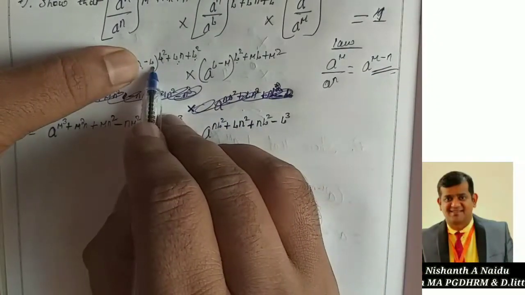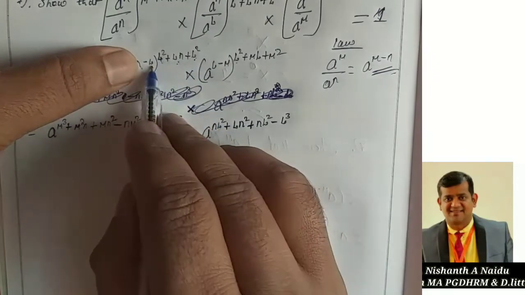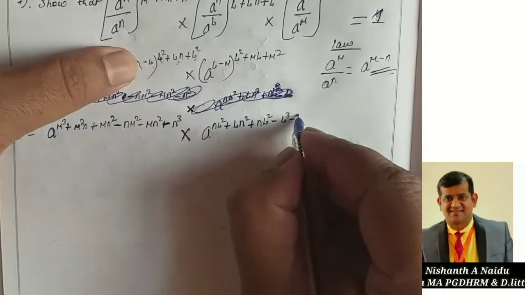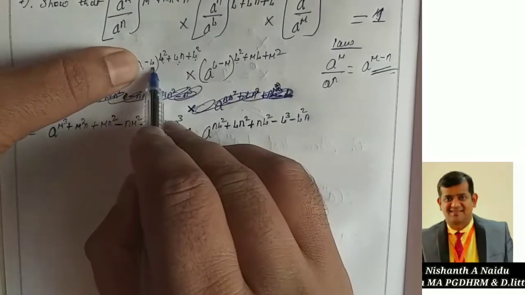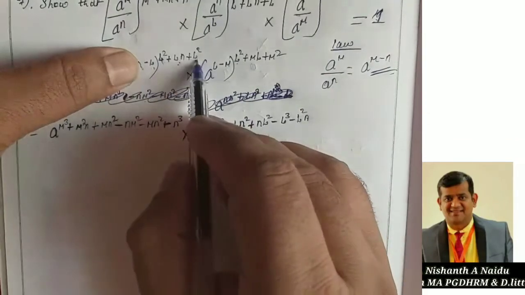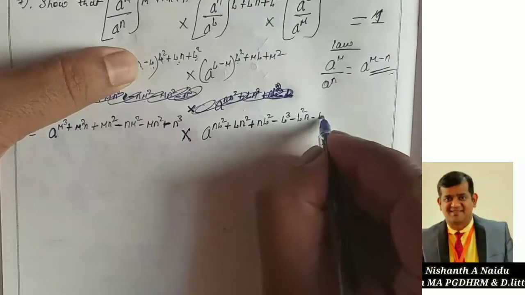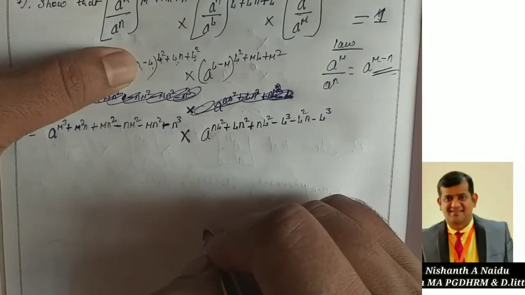Next, minus l into ln, so minus l to the power 2 n. Next, minus l and l to the power 2, that becomes minus l to the power 3. Clear?